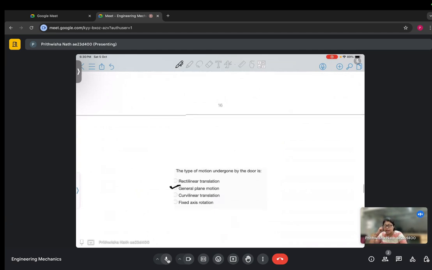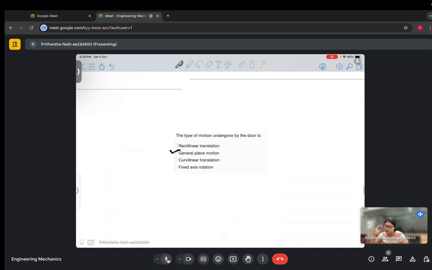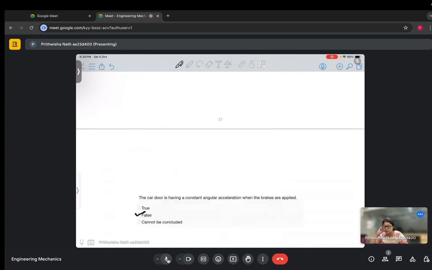So what is the type of the motion undergone by the door? It's nothing but general plane motion, right? Next part: the car door has a constant angular acceleration when the brakes are applied. It's not true.